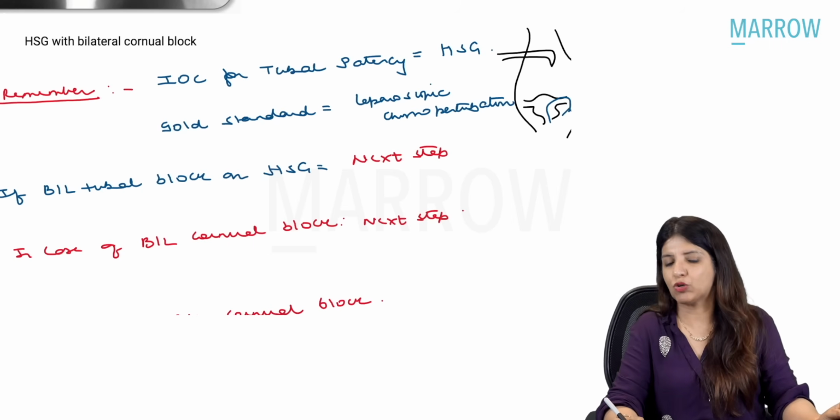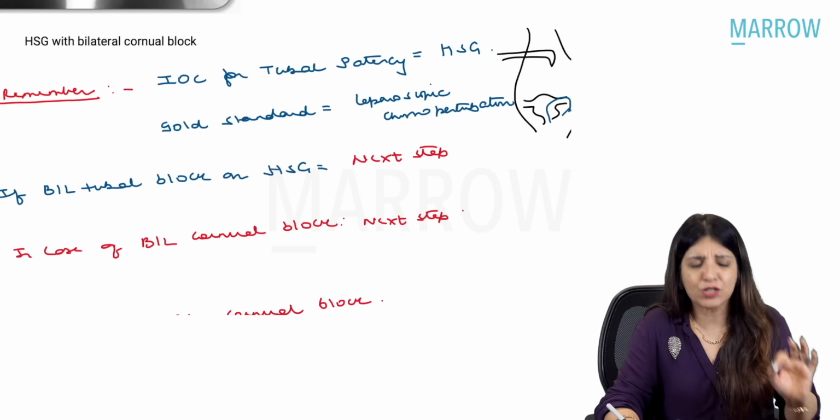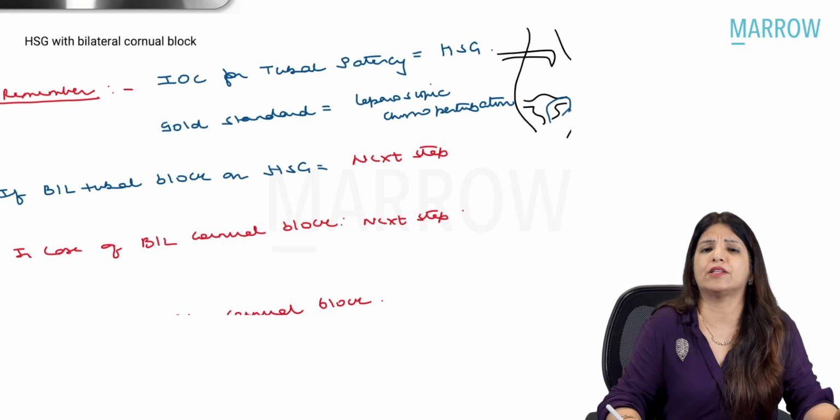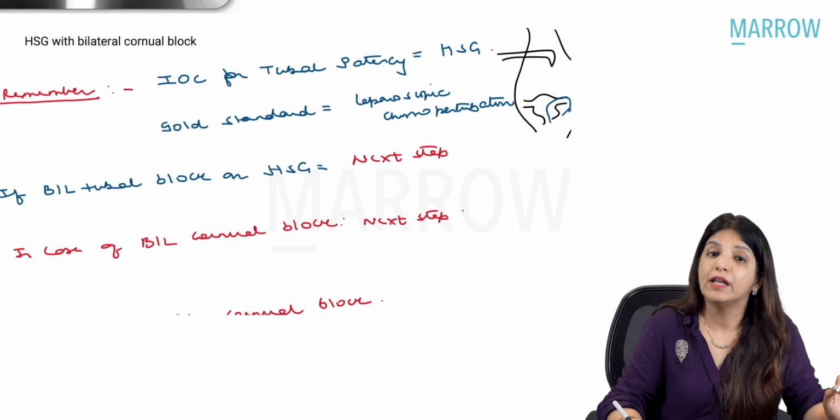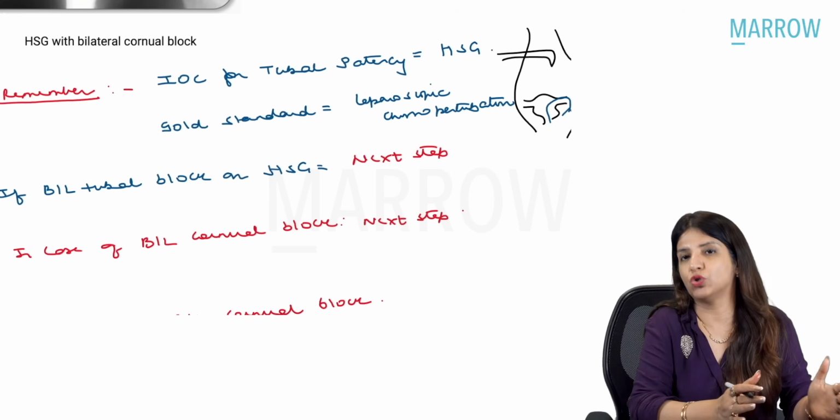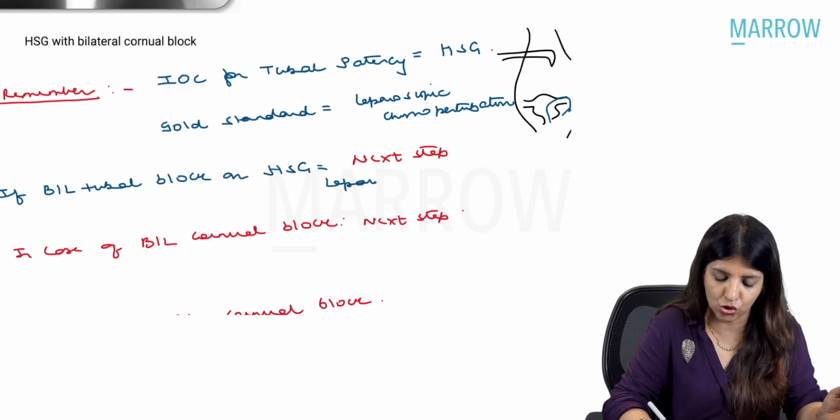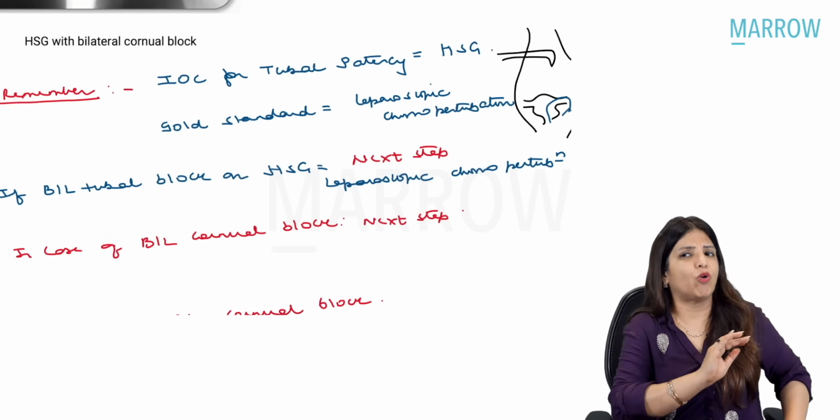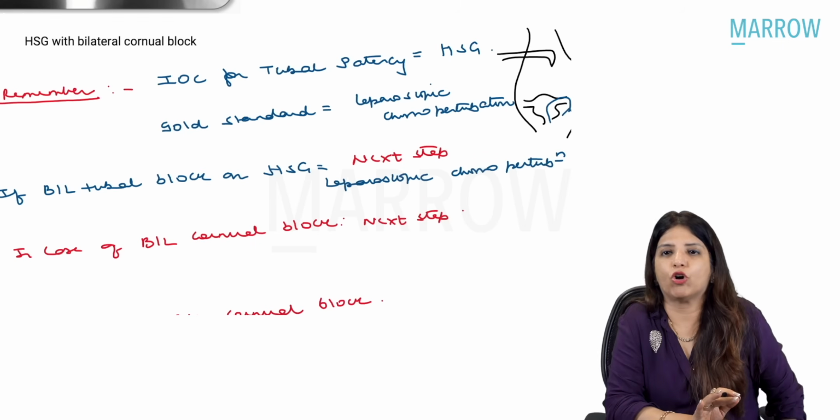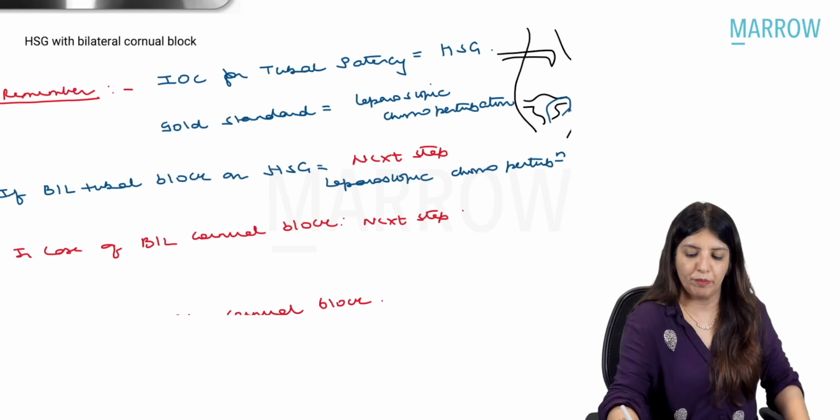This is laparoscopic chromoperturbation. So whenever your question says there is a bilateral tubal block on HSG, what is the next step? The next step is the gold standard investigation, that is, laparoscopic chromoperturbation. This is in all cases. Whenever you get a block on HSG, go for laparoscopic chromoperturbation.